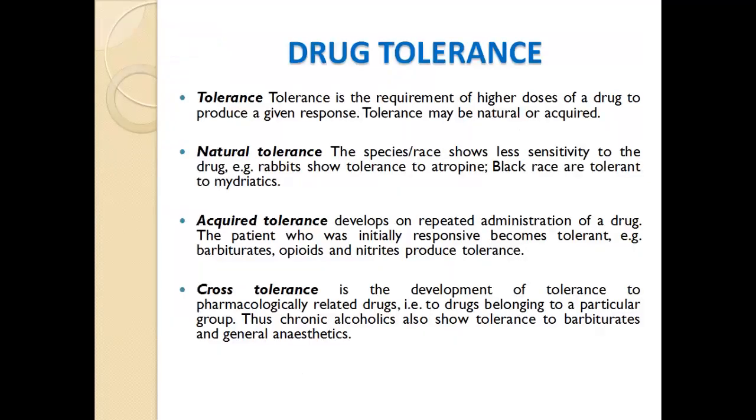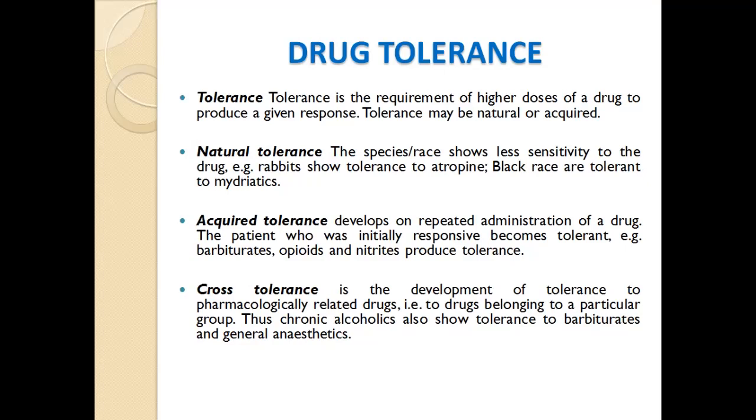Next, we see about drug tolerance. What is drug tolerance? Tolerance is the requirement of higher doses of a drug to produce a given response. Tolerance may be natural or acquired. What is natural tolerance? The species or race who show less sensitivity to the drug. Example, rabbits show tolerance to atropine. Black people or the black race are tolerant to mydriatics. Whereas in acquired tolerance, the person develops tolerance on repeated administration of a drug. The patient who was initially responsive becomes tolerant.